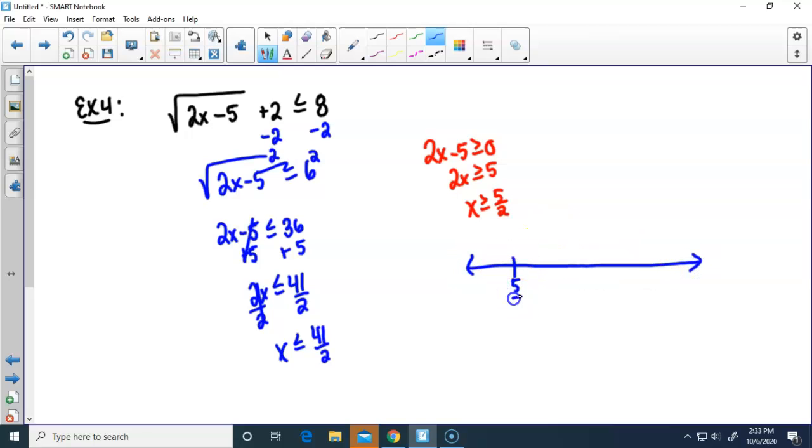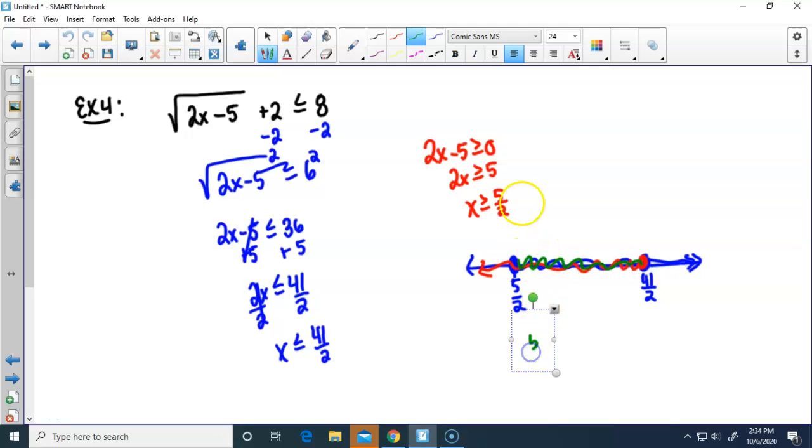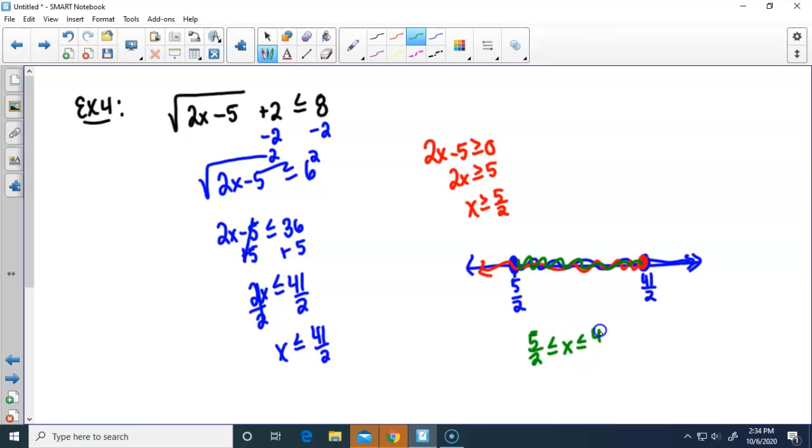And so whenever we do this, we have to think about our number line, and we know that we've got a 5 halves here and a 41 over 2 here, and x has to be greater than or equal to 5 halves, so that falls here. But x also has to be less than or equal to 41 over 2, I used the wrong colors here, those are backwards, so we're looking at our answer in between. So we would say 5/2 is less than or equal to x, which is less than or equal to 41 over 2. And that would be our answer for this inequality.